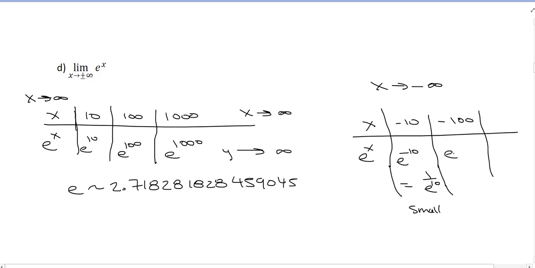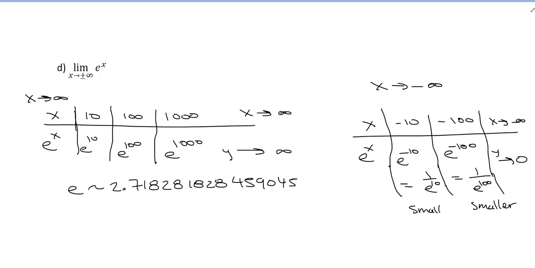And then here you have e to the negative 100. So that means 1 over e to the 100. E to the 100 is even larger. So 1 over that is going to be very, very small. So this is going to go to 0. So our y's go to 0 as x goes towards negative infinity.